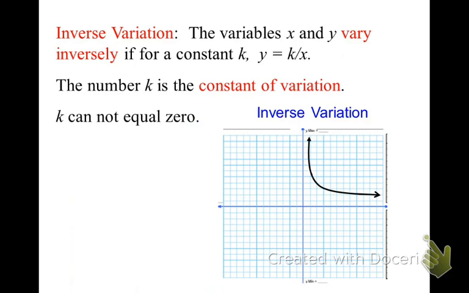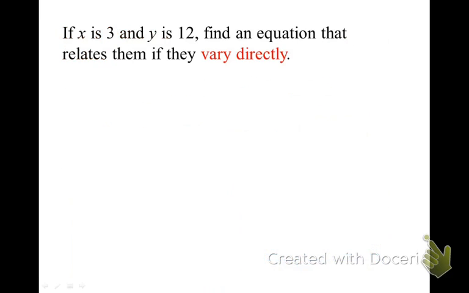In inverse variation, instead of y equals k times x as in direct variation, we're going to have y equals k divided by x. Note that k can't be equal to 0. That would be a flat line. So k has to be some kind of a number. An inverse variation graph is going to look a little bit like this. It's going to start from infinity and come down and go out to infinity.